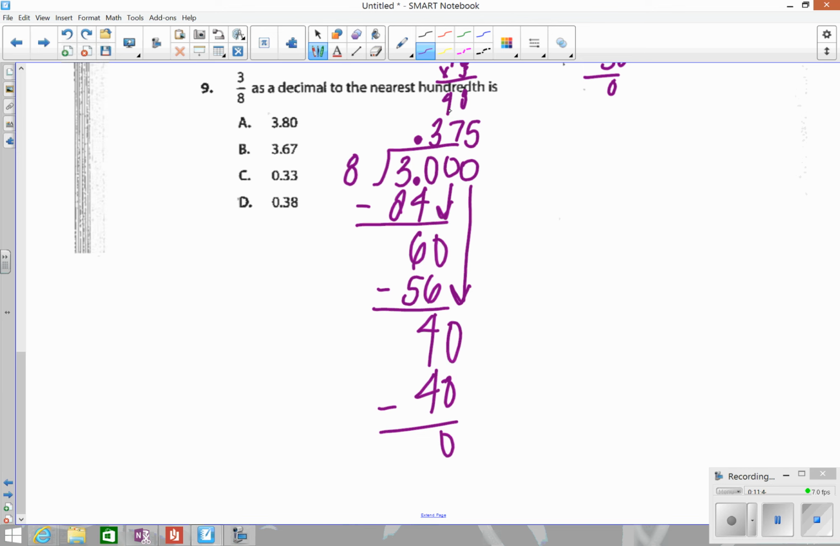Well, I always think of hundredth as 100 has 2 zeros. So that means I'm going to be rounding my answer to 2 decimal places. So 0.375 would round up to 0.38 because the 5 is going to bump the 7 up. So choice D would be your answer for this one.